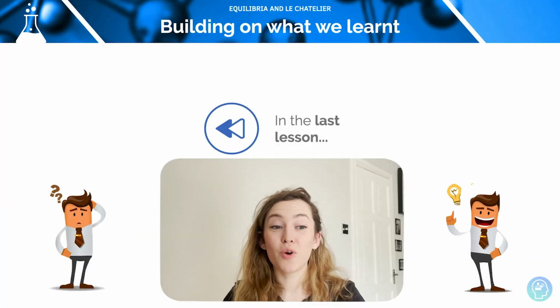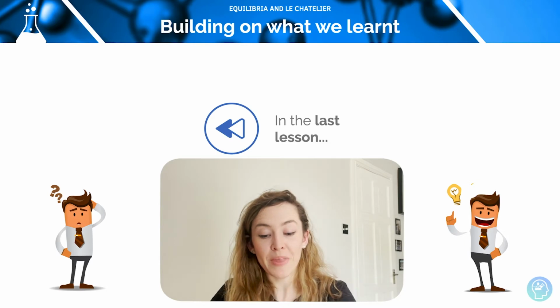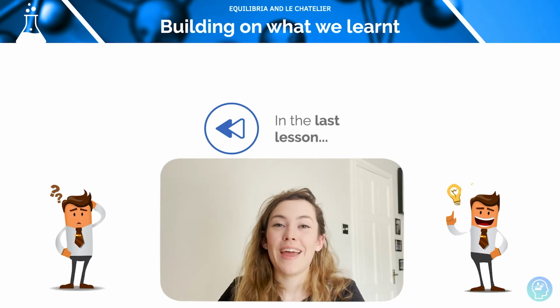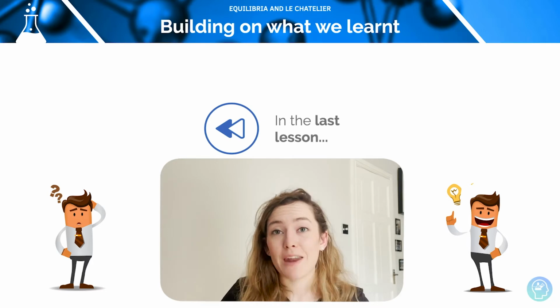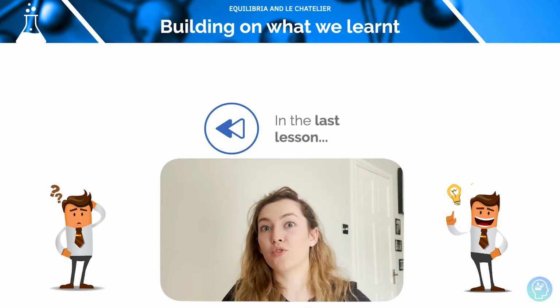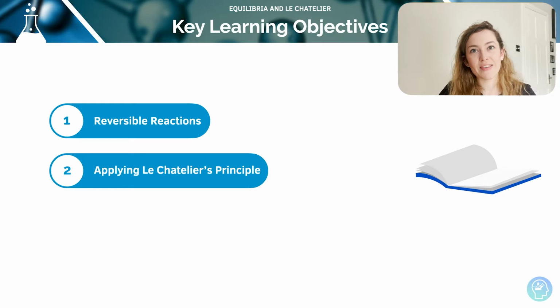Hi, welcome to this tutorial on chemical equilibria and Le Chatelier's principle. In the previous tutorial, we learnt about Maxwell-Boltzmann distributions and about how catalysts and temperature affect them. So this topic is a slightly new topic, a slightly new way of thinking. We are looking at what reversible reactions are and applying Le Chatelier's principle.